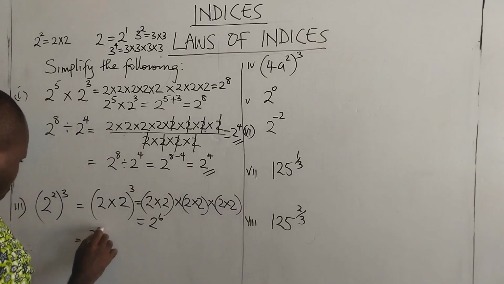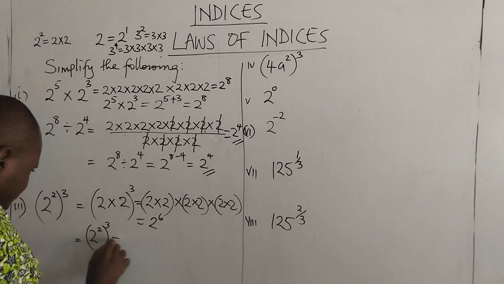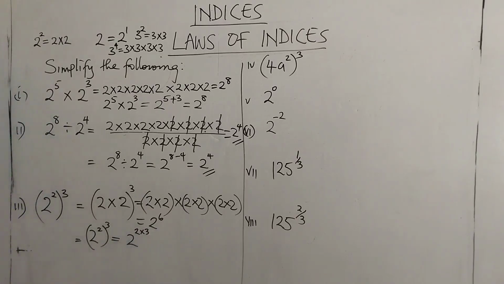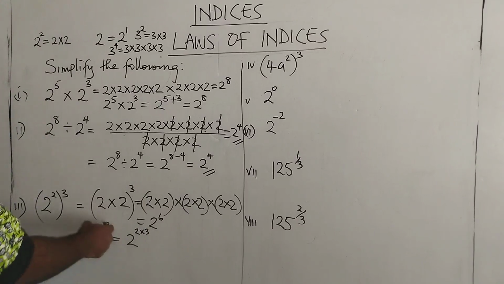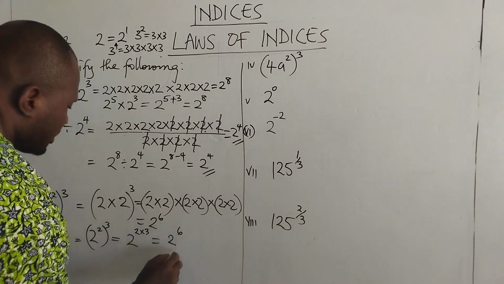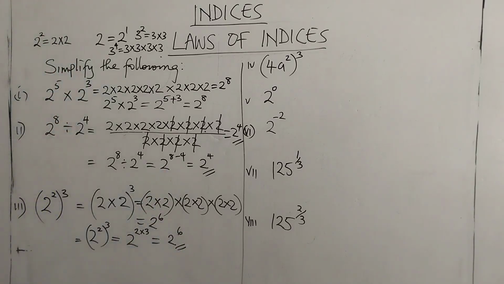That 2 raised to power 2 or raised to power 3 simply means multiplying the two powers. The one outside multiplying the one inside. And that will give you 2 raised to power 6. You see, you still get the same answer. So this is the power law telling you that multiplying the two powers will give you the same answer.